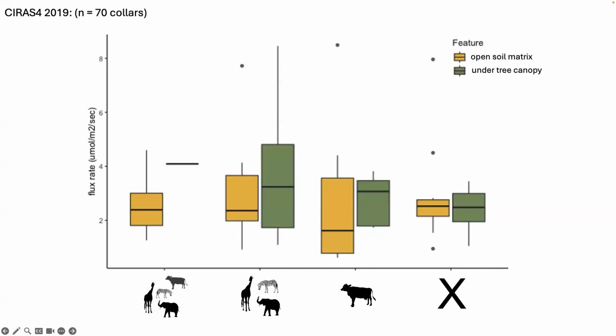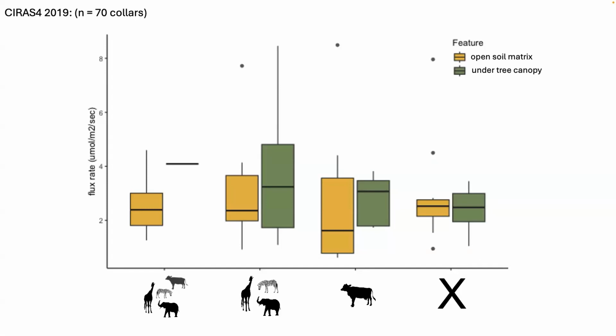But when I break the data up into two groups within each treatment, things get a little bit more interesting. In this plot, the data are exactly the same, but I've separated the flux observations into those taken on open soil patches in yellow, and those taken on soil underneath tree canopies in green in each of those herbivore treatments. You can see that there seems to be a pattern with higher soil carbon flux underneath those tree canopies, no matter what herbivore treatment we're in, except in the no herbivores allowed area, where we have pretty equivalent levels of flux in the open soil matrix and under the tree canopy.